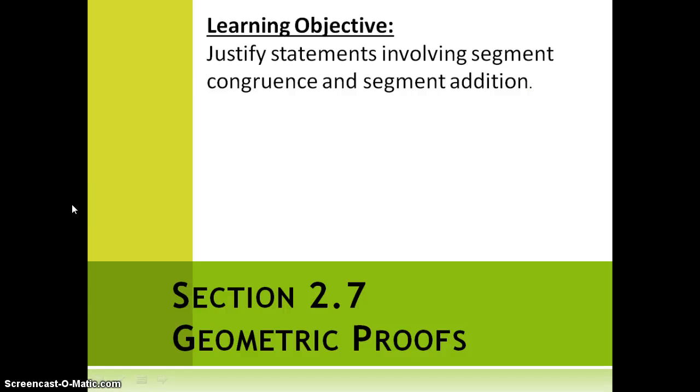Hi class, today we are going to cover section 2.7, geometric proofs. This is also called segment addition proofs. The learning objective is that we will justify statements involving segment congruence and segment addition.